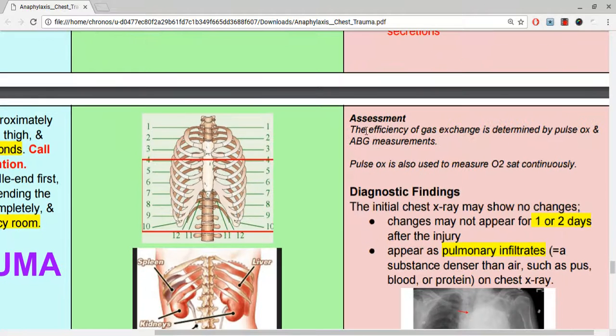And here's some assessment. As I said earlier, this is just repetitive stuff that just continues throughout all of the chest trauma subcategories. You're going to have to take ABGs, the pulse ox. You're going to be monitoring the pulse ox, to measure the O2 stats continuously.